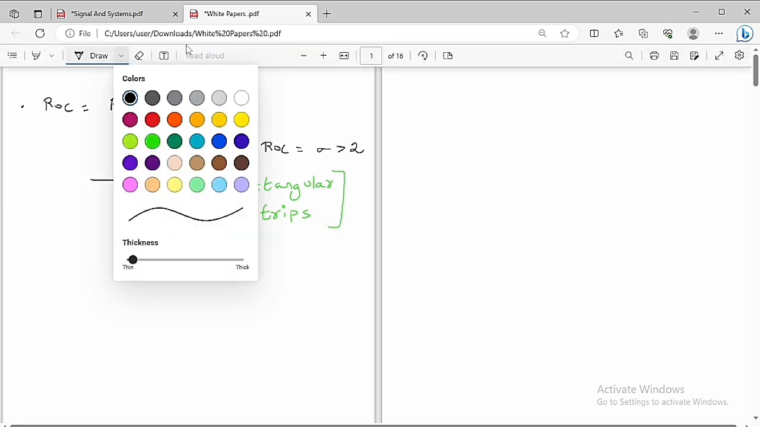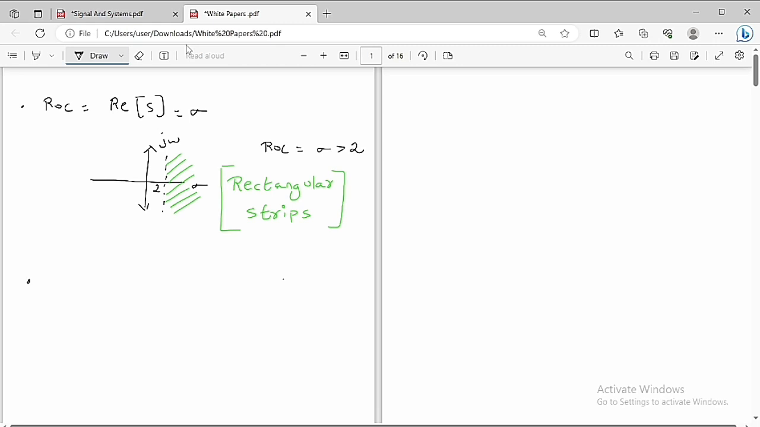Now let's go for the Z transform. In the case of the Z transform, the ROC is nothing but the magnitude of z, which is equal to r. And I already told you in the previous class that r is equal to e to the power of sigma. So let me draw the Z plane.